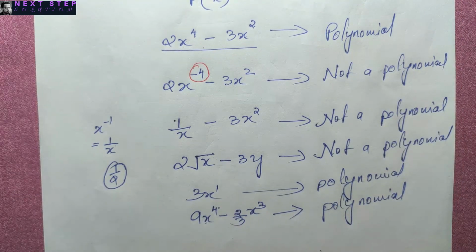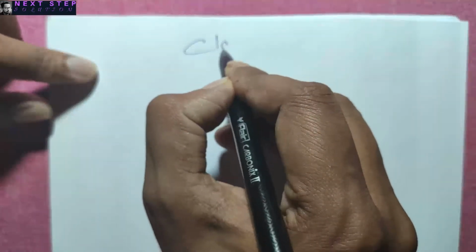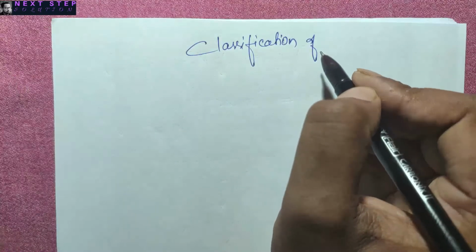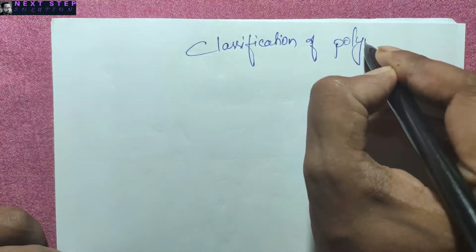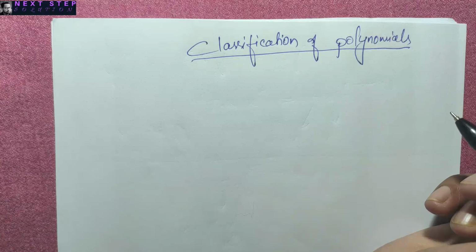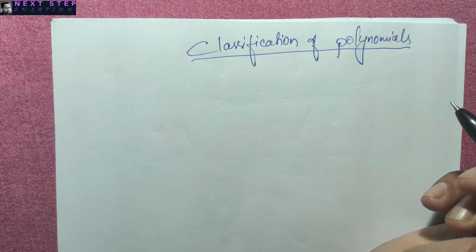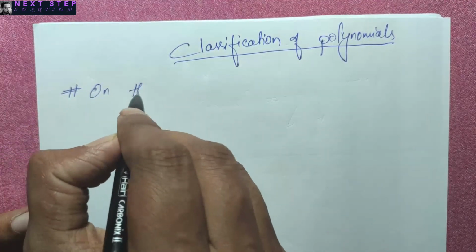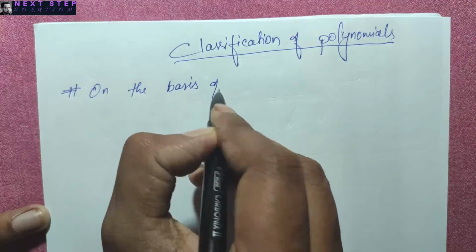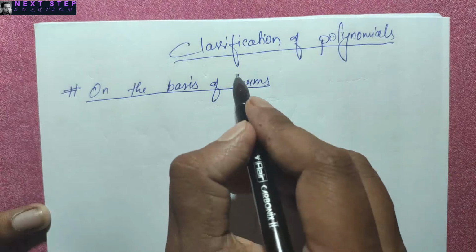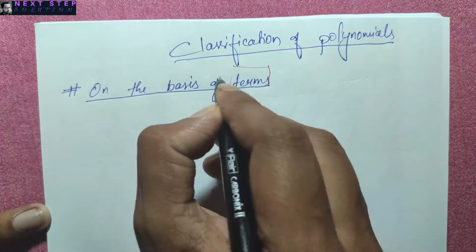Next, let us see the classification of polynomials. Polynomials are classified on the basis of terms, on the basis of degree, and so on. On the basis of terms: when you studied algebraic expressions, you already studied what terms are.